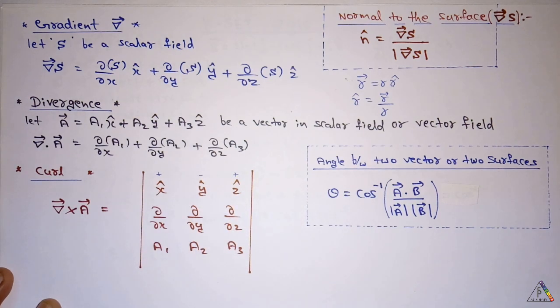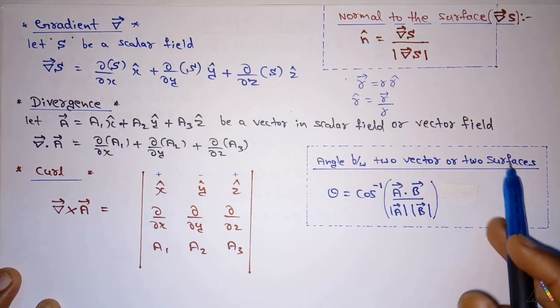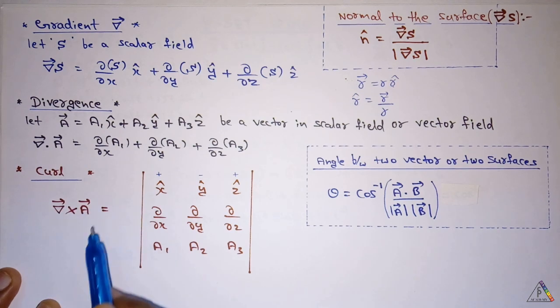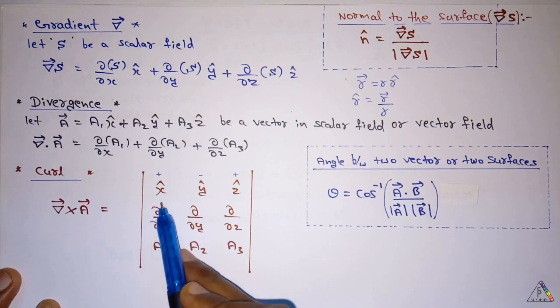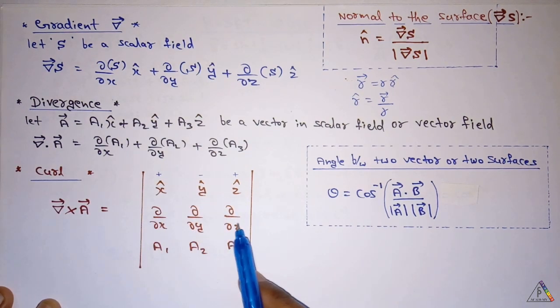And curl represents the rotation of this vector in that field. The curl, del bar cross A bar, is equal to the determinant of x cap, y cap, z cap, dou by dou x, dou by dou y, dou by dou z, a1, a2, a3.